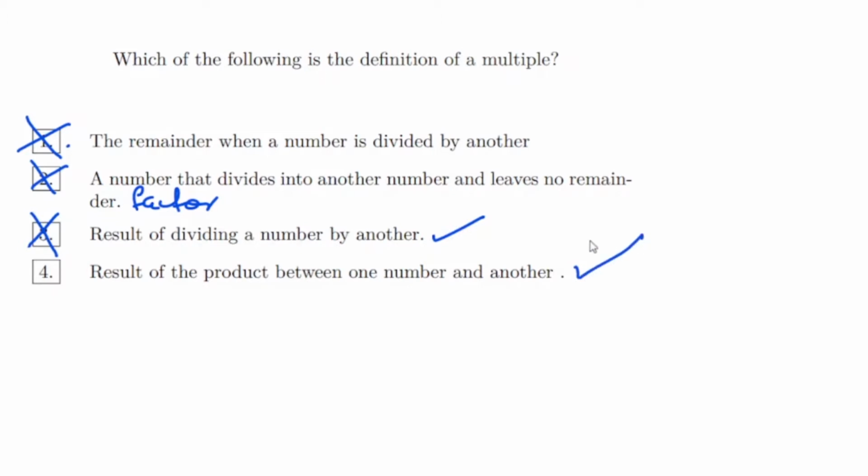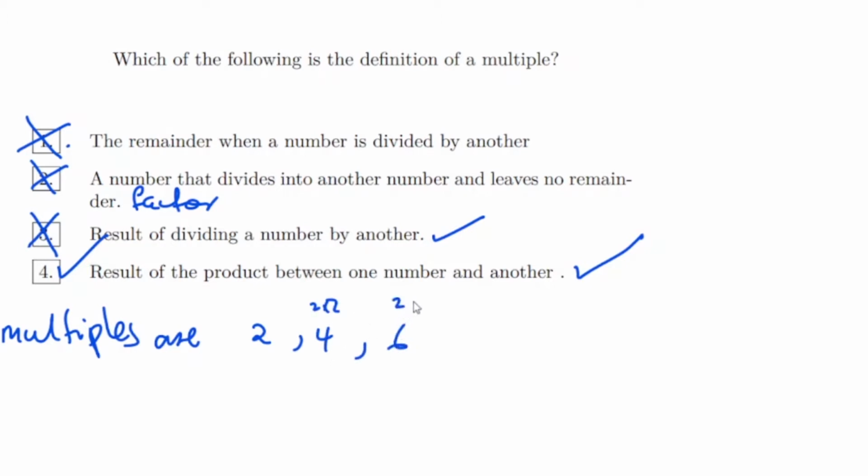And then 4, is it the result of the product between one number and another? And in fact, yes, this is the correct answer. Here's an example. Multiples of 2 are: you have 2 itself, because 2 is 2 times 1. You have 4, because this is 2 times 2. You have 6, because this is 2 times 3. You have 8, this is 2 times 4.